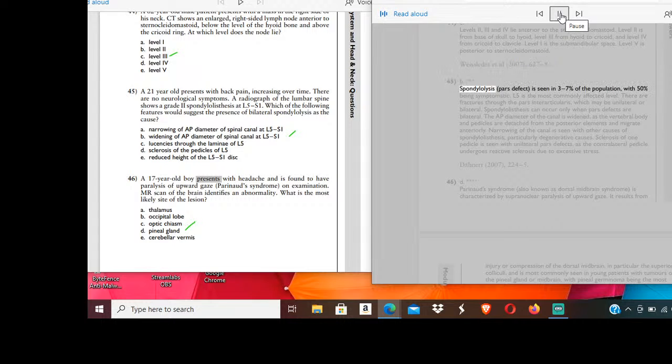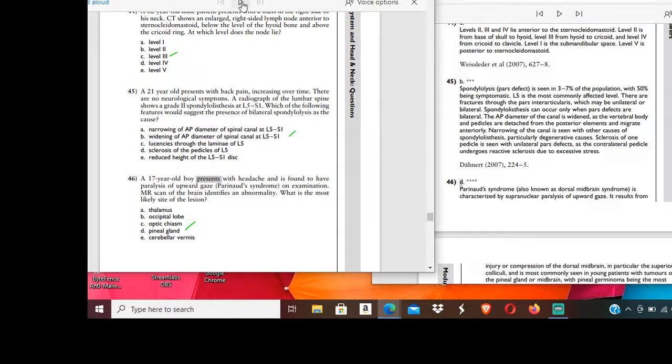45. B. Spondylolysis, pars defect, is seen in 3–7% of the population, with 50% being symptomatic. L5 is the most commonly affected level. There are fractures through the pars interarticularis, which may be unilateral or bilateral. Spondylolisthesis can occur only when pars defects are bilateral. The AP diameter of the canal is widened as the vertebral body and pedicles are detached from the posterior elements and migrate anteriorly. Narrowing of the canal is seen with other causes of spondylolisthesis, particularly degenerative causes. Sclerosis of one pedicle is seen with unilateral pars defects, as the contralateral pedicle undergoes reactive sclerosis due to excessive stress. Dähnert 2007, 224-5.